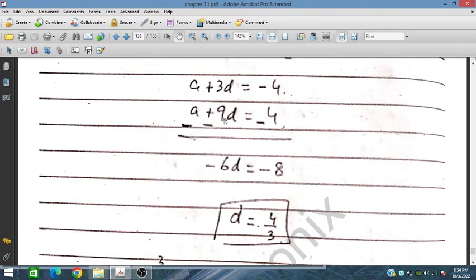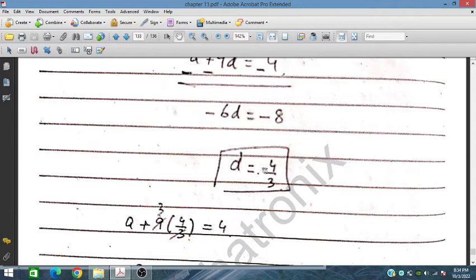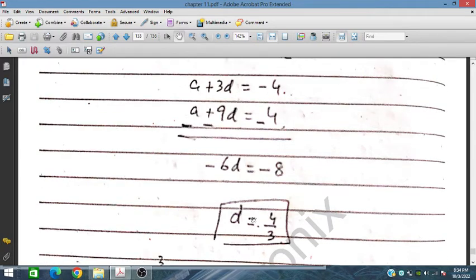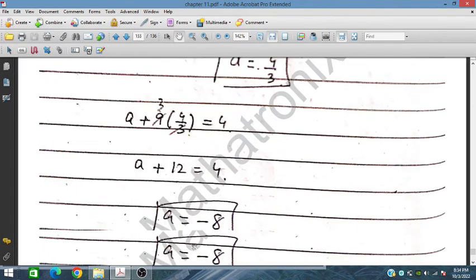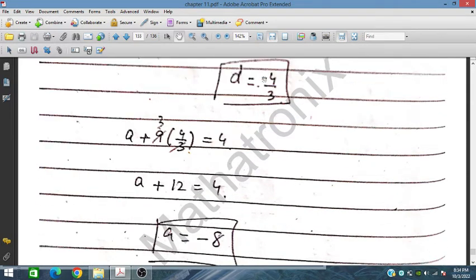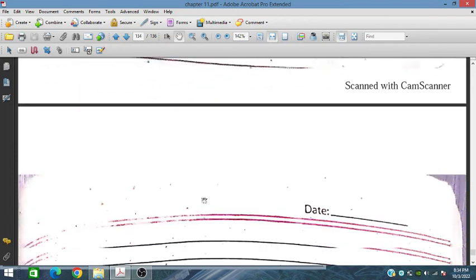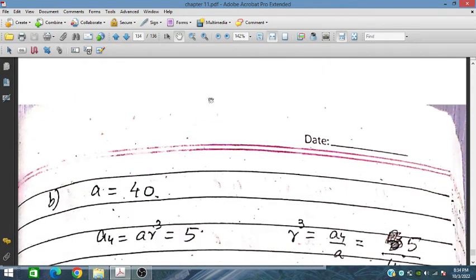We'll use it, and by simultaneously solving it, we get the value of d is equal to 4 upon 3, and by using this d in place of this, we get the value of a. So we have to find the value of a equal to this. So d and a are obtained. So this was the requirement.